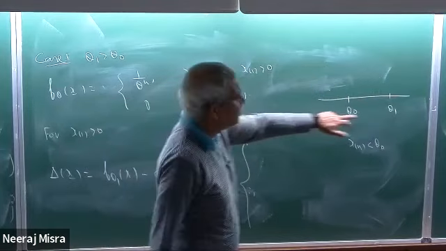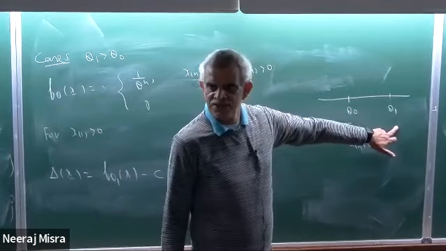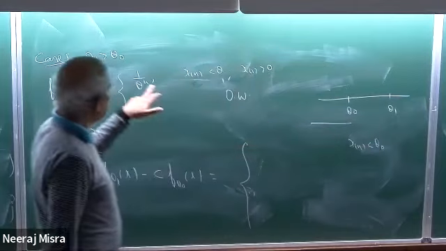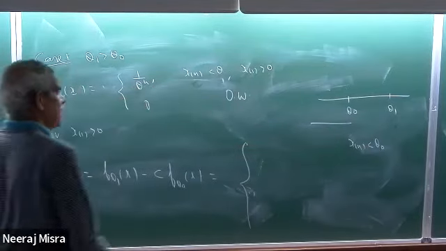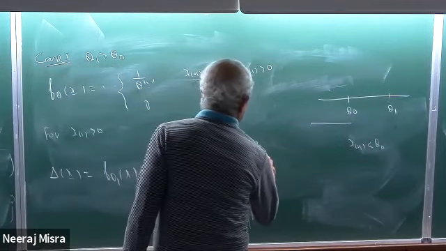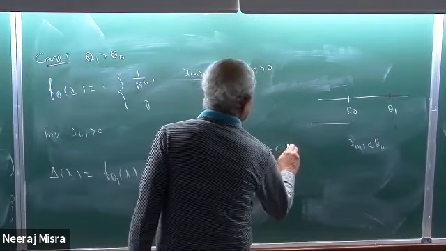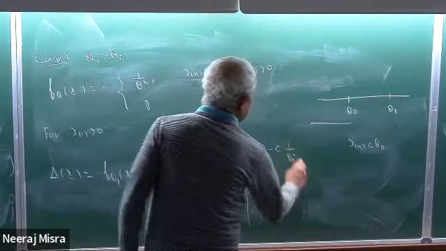Xn is less than theta naught, that means Xn is less than theta one also, right? That means both of these would be positive, right? So it would be nothing but one by theta one to power n minus C times one by theta naught to power n. Is that okay?